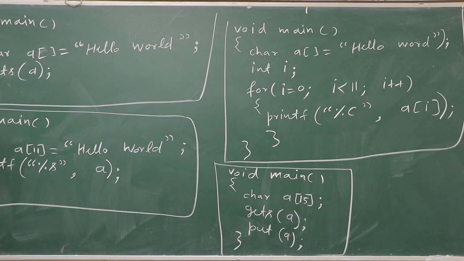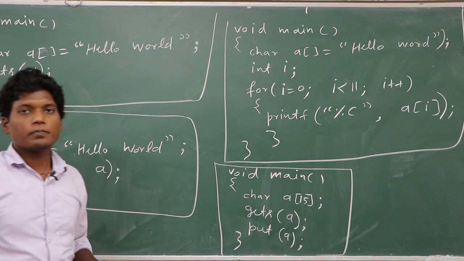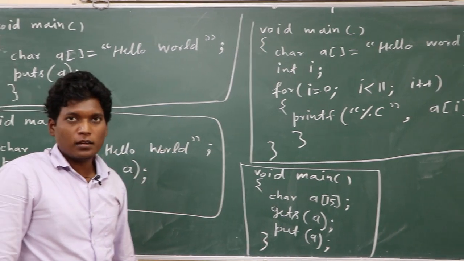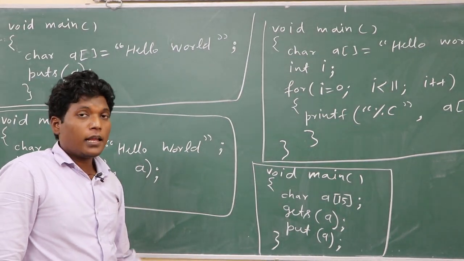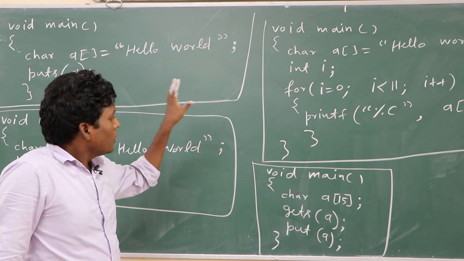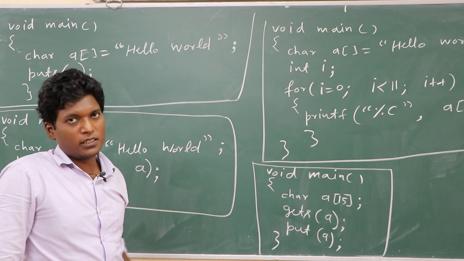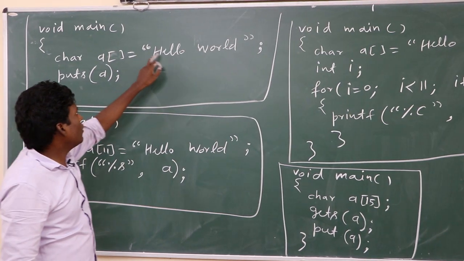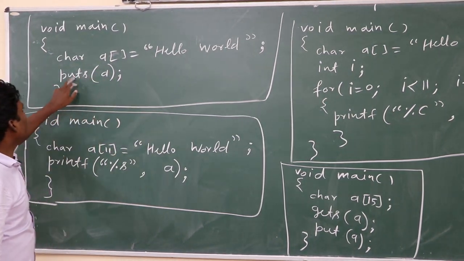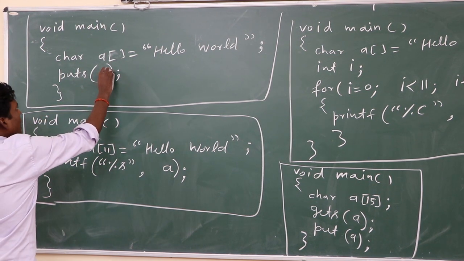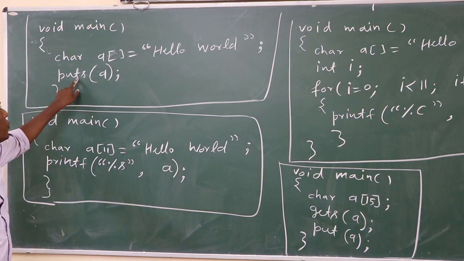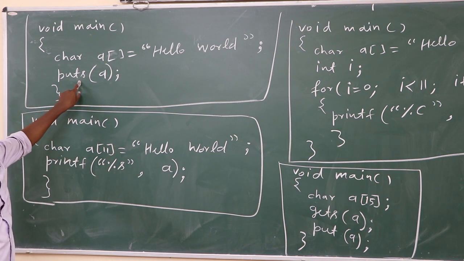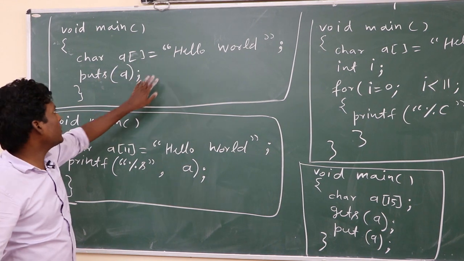Another method. Class, all problems are same. In all 4 programs, hello world is printed. Hello world is a string and hello world is printed in all 4 programs by different methods. Class here, void, okay, hello world, puts a is supplied in this function. So puts is a predefined function. It is used to print the string. Okay class, so hello world is printed here.